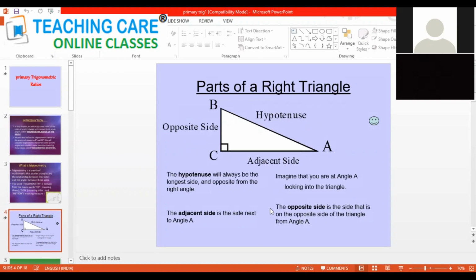Now, keeping this in mind, I'm going to introduce the six trigonometric ratios. There are totally six trigonometric ratios.